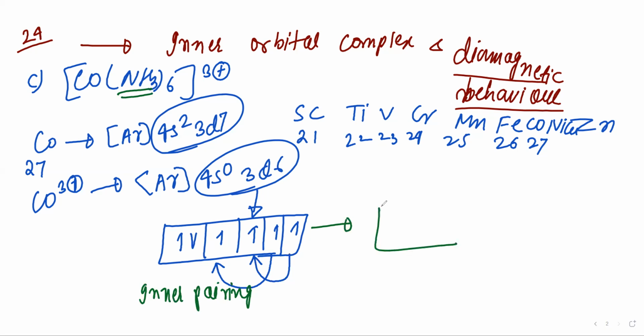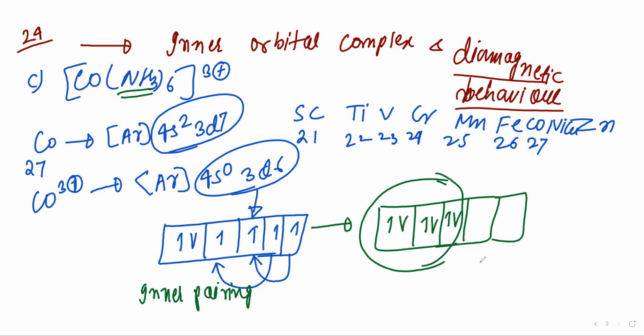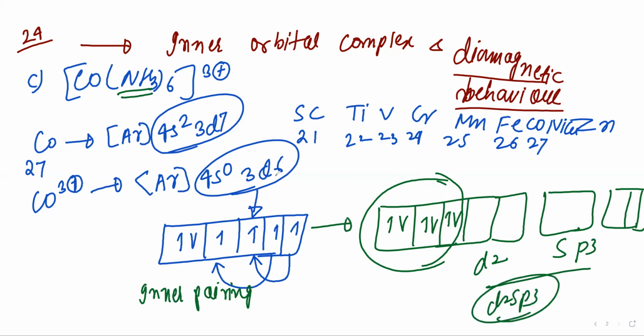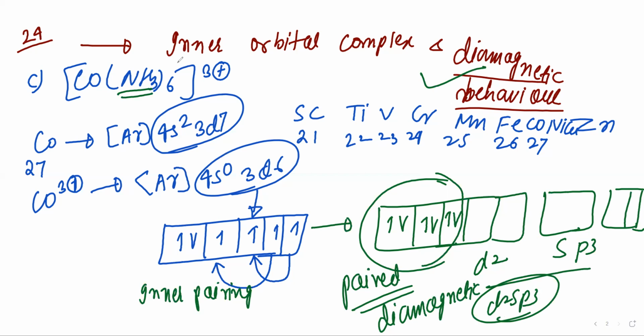So these are your d orbitals, and paired electrons will be there in the d orbital. Two empty d orbitals are used, and there are 6 ligands. So d2, then s will be used, next p will be used. Understood? So the hybridization will be d2sp3. It is diamagnetic because all the electrons are paired. If there were unpaired electrons, it would be paramagnetic. So it is diamagnetic and the hybridization is d2sp3, due to the inner orbital complex. Please write the explanation.